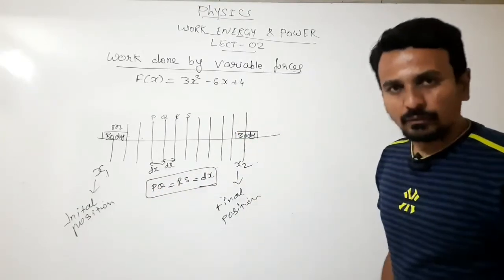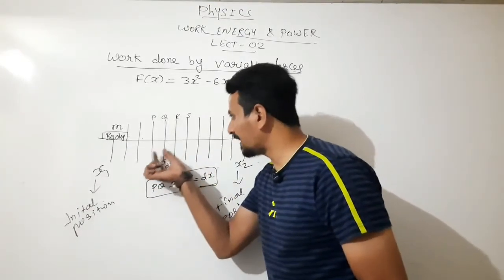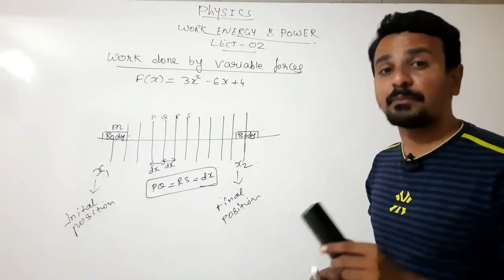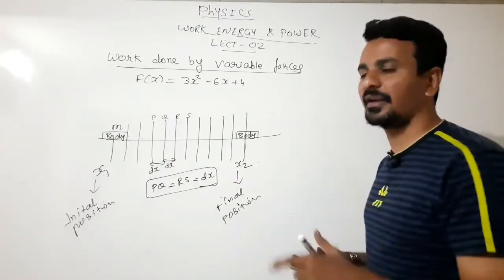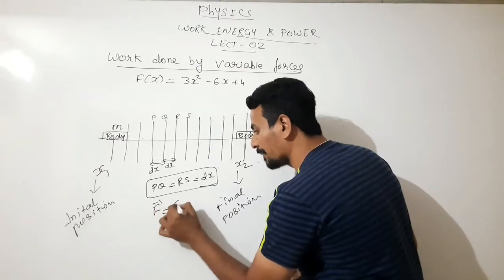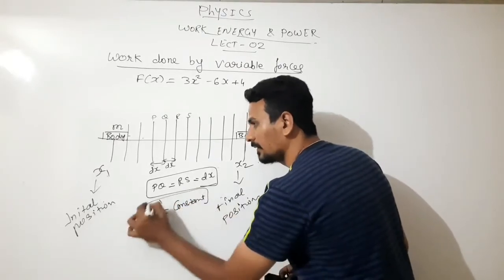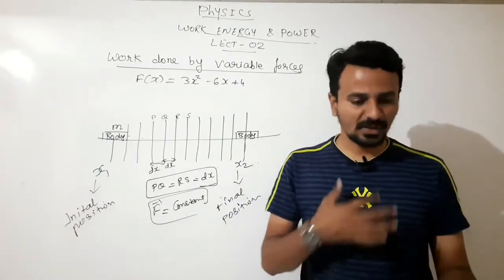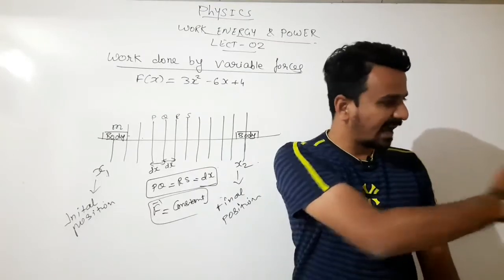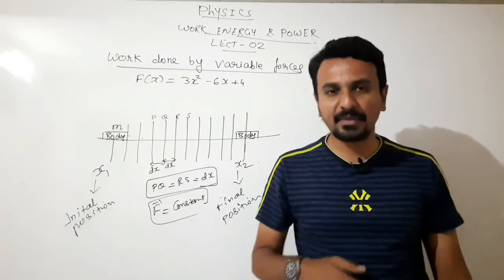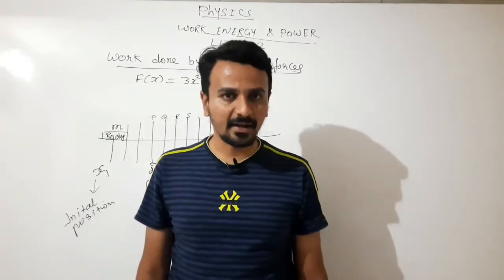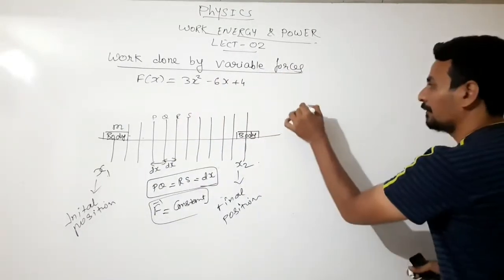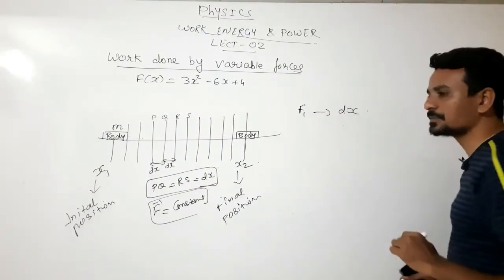So in both the cases PQ and RS, displacement is the same, right? If the body goes the same displacement, then only for this small displacement, can the force acting on the body be taken as constant? Definitely yes. Let me give you one example. Suppose I am standing over here, a force F1 acts on me, right? And I am getting displaced by dx. I am getting displaced by dx by the influence of force F1.